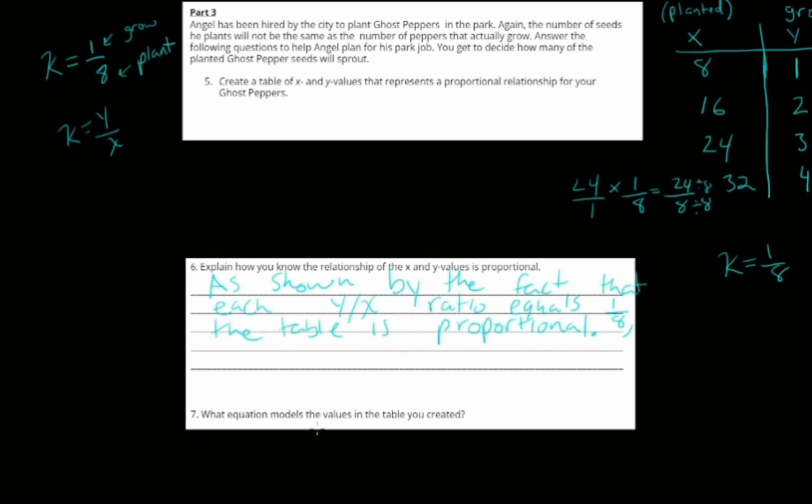Lastly, what equation models the values in the table you created? Well, this is actually quite easy because we already know our k value. We chose it. Our k, we said, was 1/8. And we know the formula, or I should say the format of the equation here is always y equals k times x. Just plug in your k value. Y equals 1/8 times x. That would be in our equation.